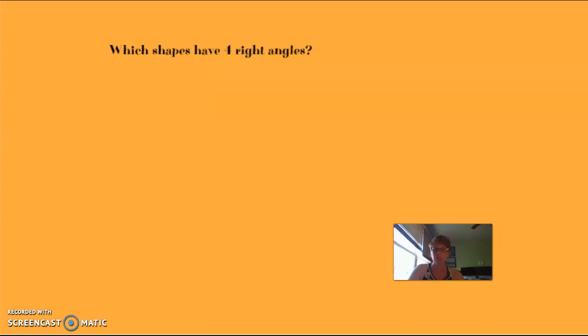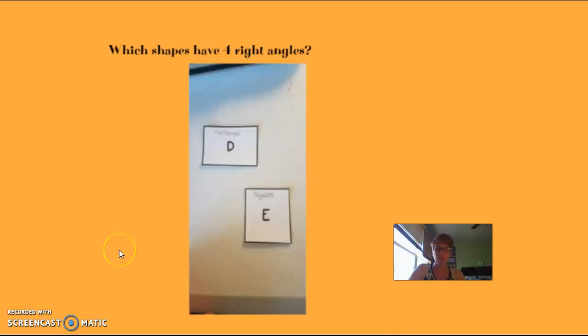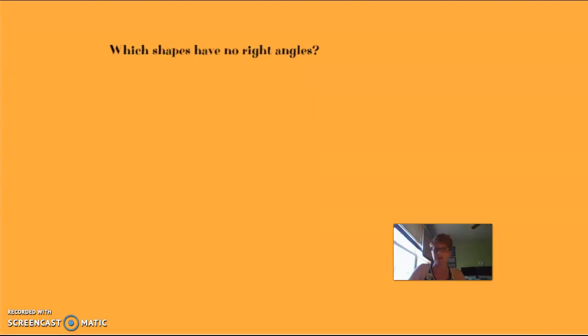This next one, which shapes have four right angles? That means that when the lines meet, they make the letter L, 90 degrees, also called perpendicular. Pause the video, find the shapes that have four right angles. And you should have found a rectangle and a square. Those are the only shapes that have four right angles.